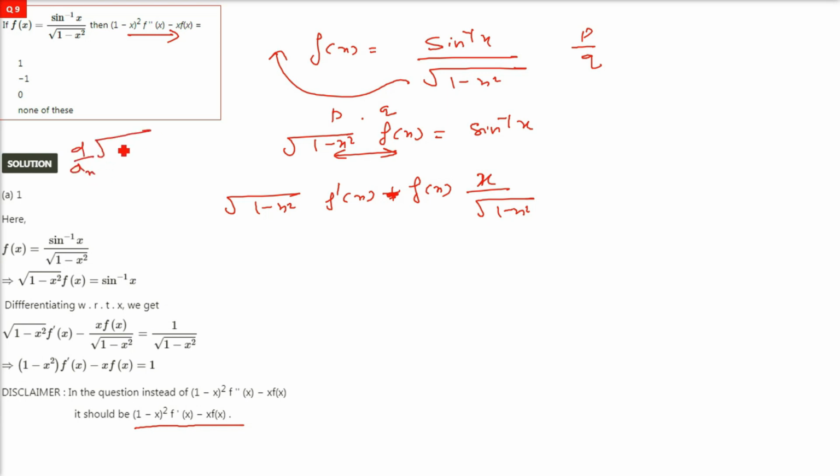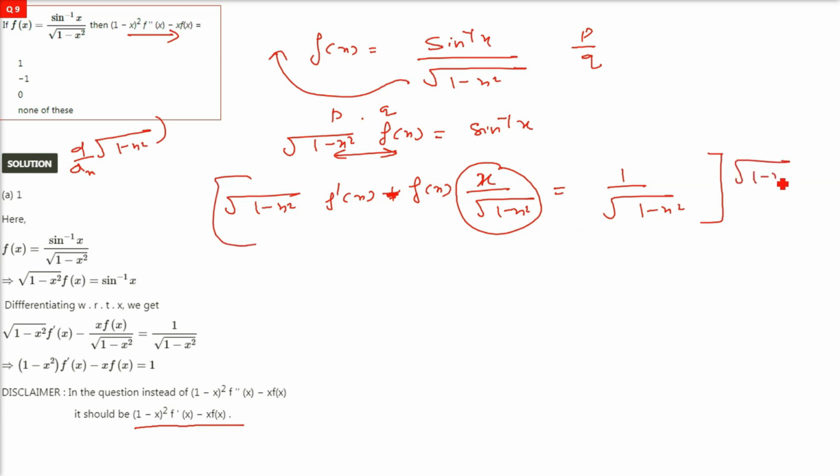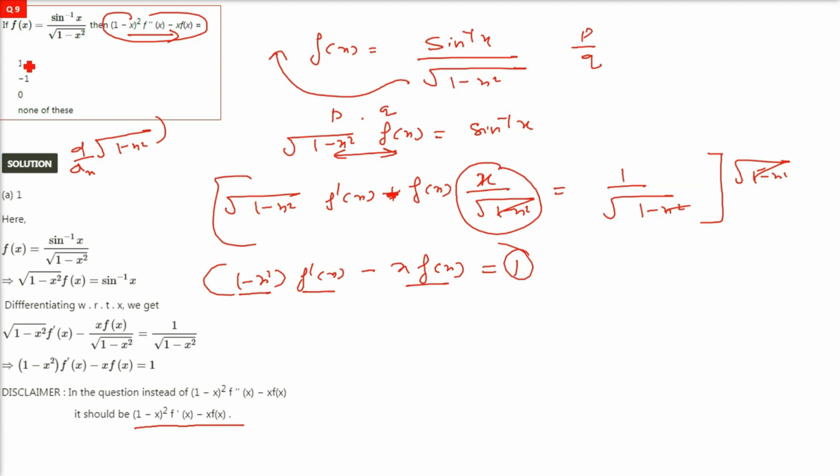So d by dx of under root 1 minus x square is this one, negative x by under root 1 minus x square. Alright, and this is equal to 1 by under root 1 minus x square. Why we have done this? Because sin inverse x differentiation is 1 by under root 1 minus x square. Now multiply everything by under root 1 minus x square, you will get 1 minus x square f dash x. When you multiply this, you are going to get x f(x). When you cancel this, it is going to be 1. So the question being asked is 1 minus x square into f dash x minus x f(x) is 1. So the answer here is 1.